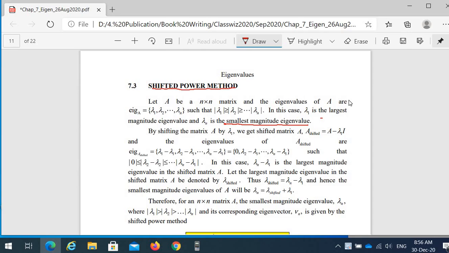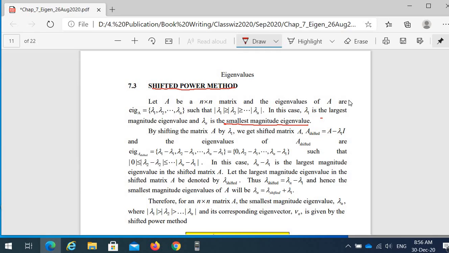Let A be an n by n matrix and the eigenvalues of A be denoted as lambda. If you have an n by n matrix, then you have n eigenvalues. Let's label them lambda 1, lambda 2, up to lambda n, such that the magnitude of lambda 1 is greater than the magnitude of lambda 2, greater than lambda n. In this case, lambda 1 is the largest magnitude eigenvalue and lambda n is the smallest magnitude eigenvalue.